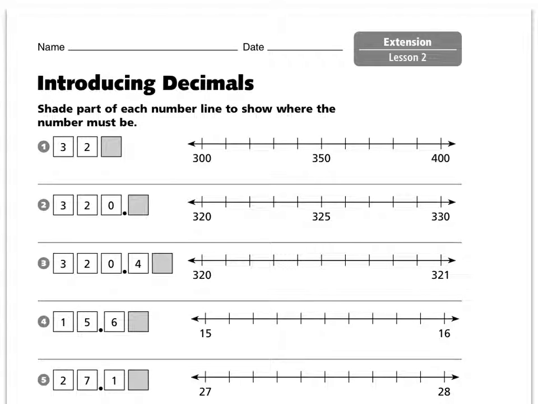Let's look at Chapter 8, Lesson 2, Extension, Introducing Decimals. Shade part of each number line to show where the number must be. I have a 3-digit number that's 320 something, so I need to shade the part that it would be part of the 20s of 300.